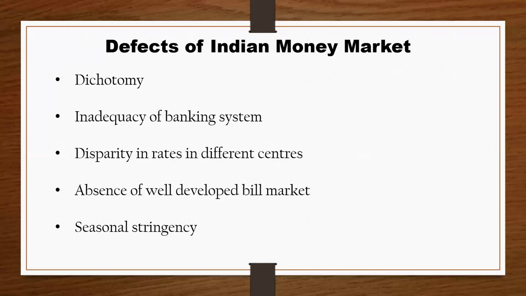Dichotomy. Here, the first defect of the Indian money market is its dichotomous nature. That is, there are both organized banking sectors as well as unorganized indigenous bankers without any sort of cooperation between the two. The indigenous banking system consists of a large number of indigenous bankers, money lenders, and credit agencies who are handling a large part of the total monetary transactions of the country.